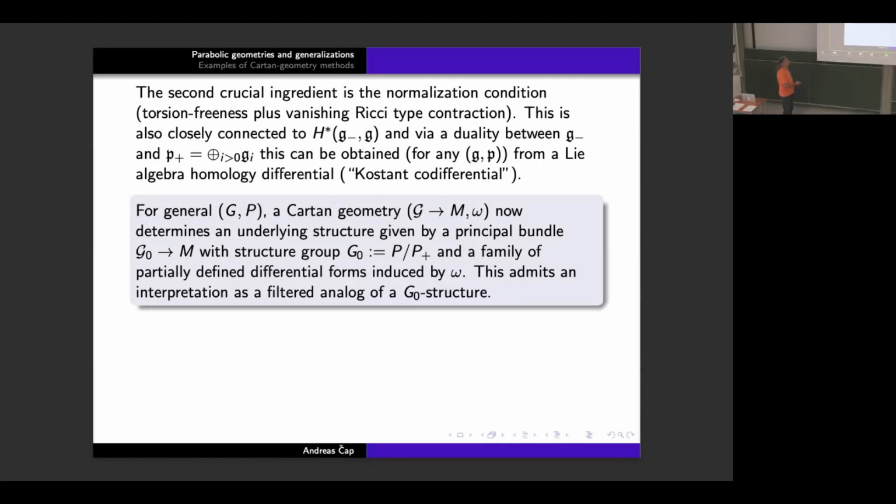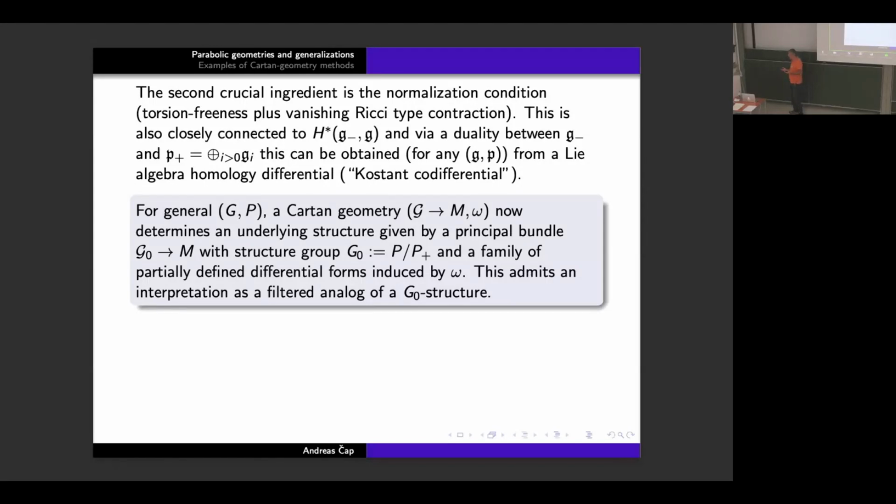Okay, right. So in this case, your omega again descends to this quotient bundle, but the object it descends to is more complicated. These are partially defined differential forms, and making this precise is quite a bit of work. But anyway, it admits an interpretation as a filtered analog of a G structure.